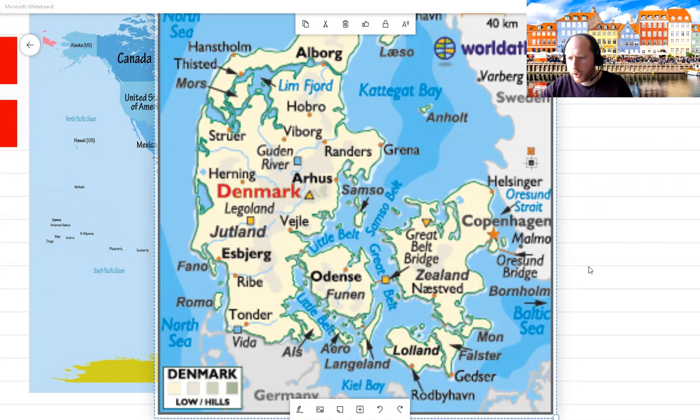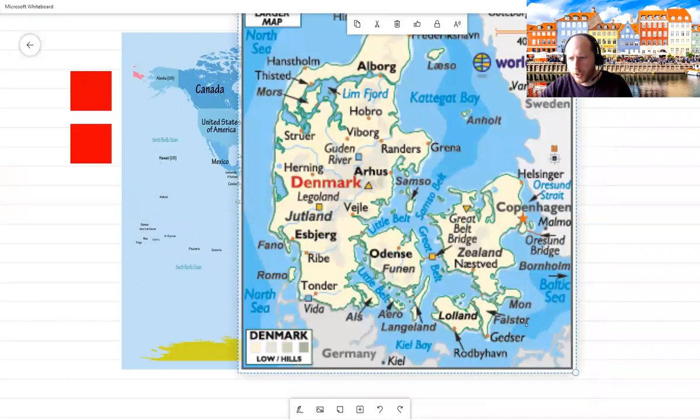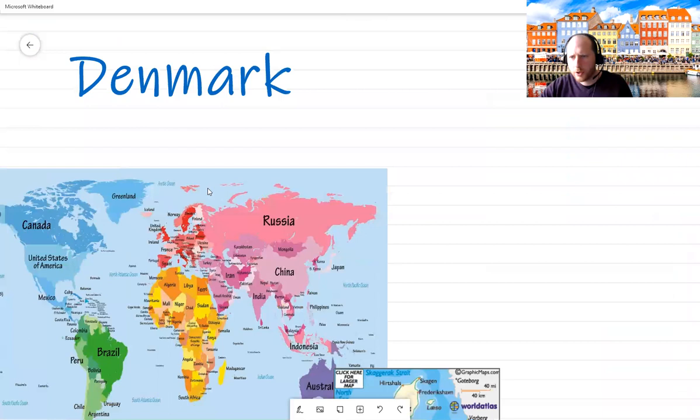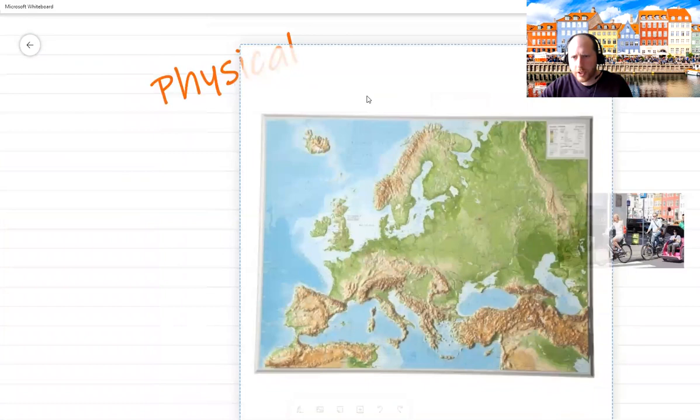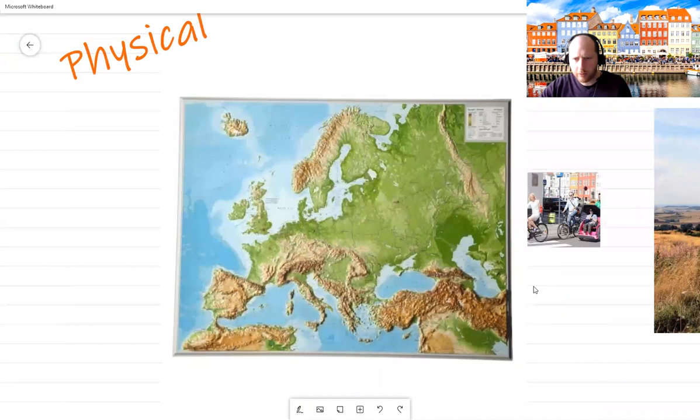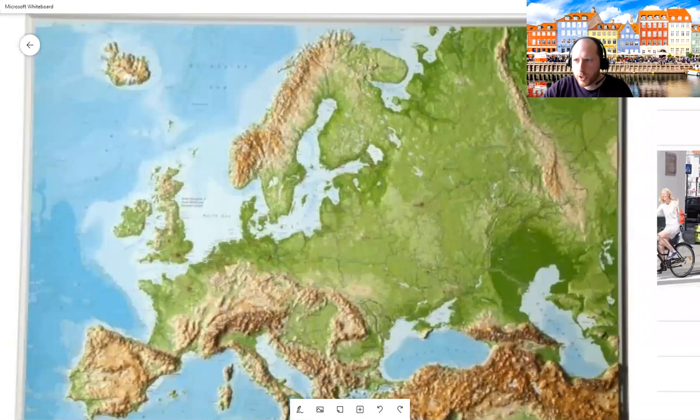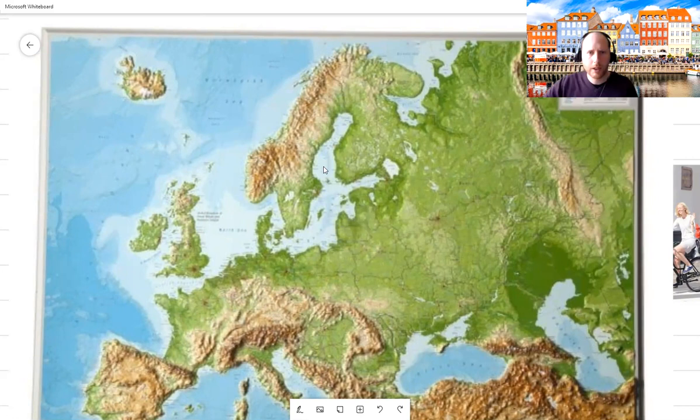Let's see. Let's put that down over there again. Okay. So, a nice country with lots and lots of islands. Let's go and have a look, though, at the relief. So, here's a map that shows the physical relief of Denmark. Now, that means how high it is off the ground. So, on a map like this, can I get it in there? There we are.